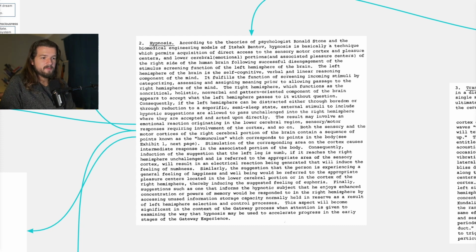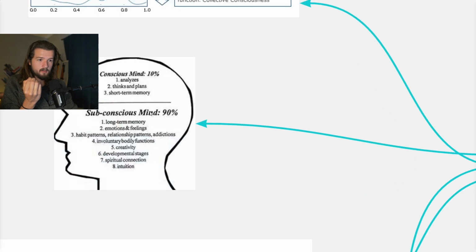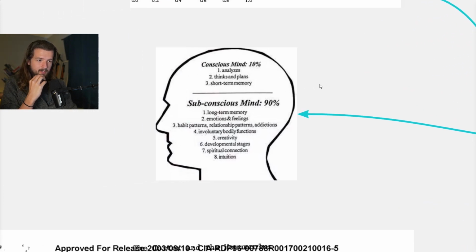So they're talking about the left hemisphere of the brain. They say that it is the self-cognitive, verbal, and linear reasoning component of the mind. Does that remind you of the conscious mind?